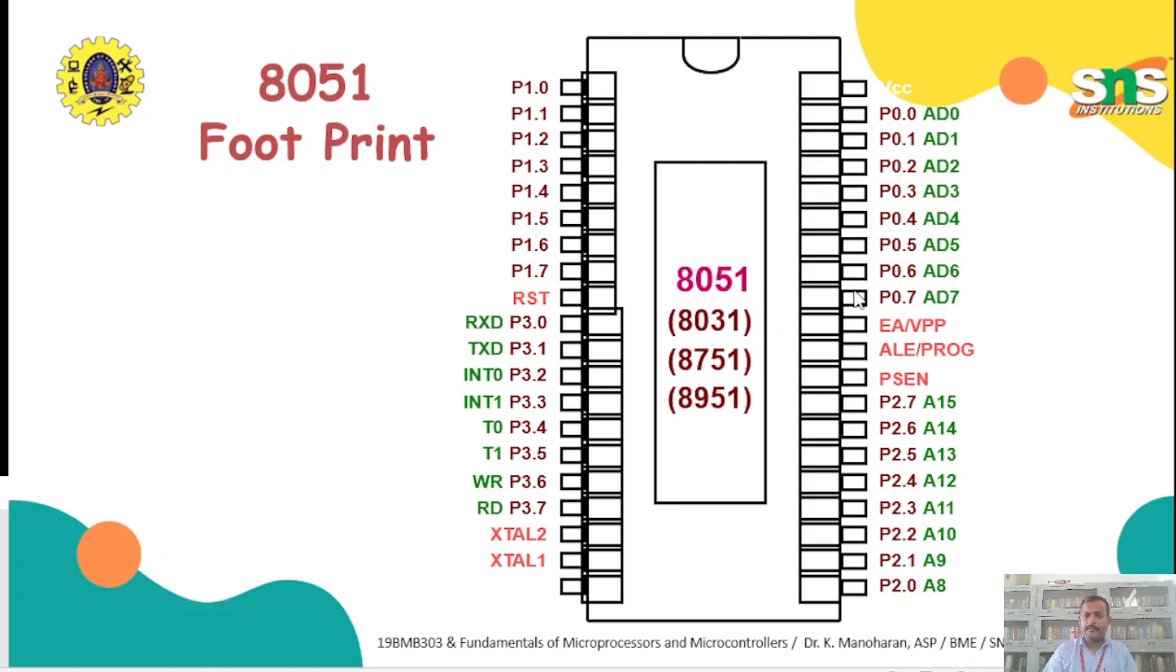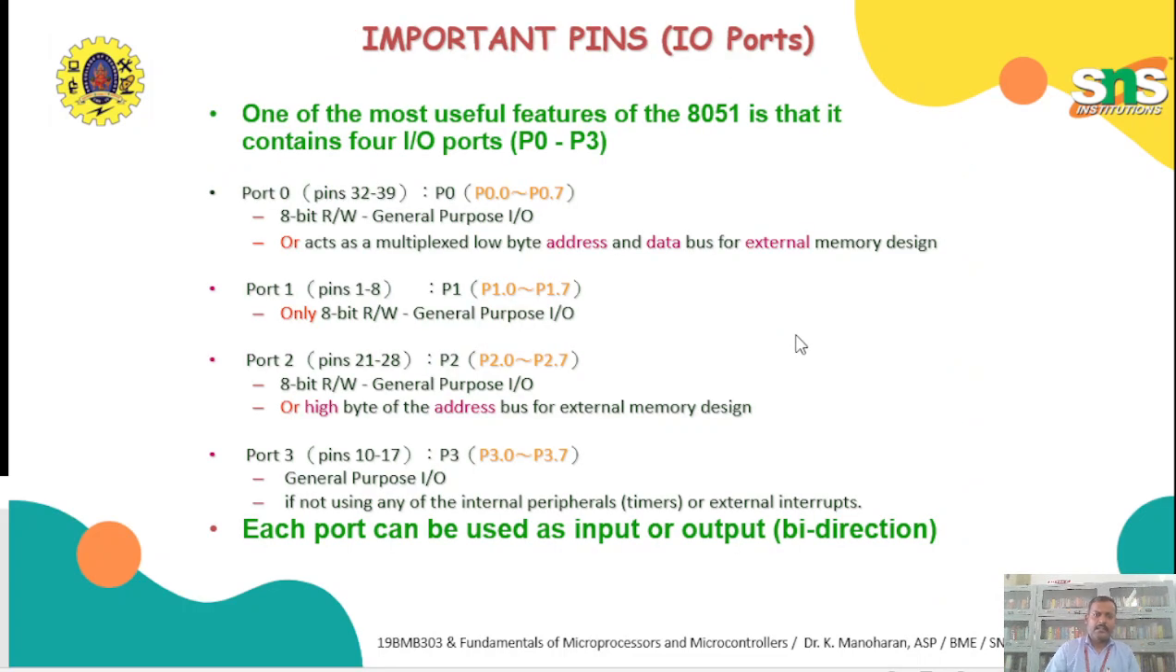Pin number 39 down to 32 will be mapped with port 0.7 line down to port 0.0 line. It is also multiplexed with AD0 to AD7, that is address A0 to A7 and data bus D0 to D7. The same function, this is the schematic with the actual pin numbers. The important pins for the IO ports: port 0, pin numbers 32 to 39, act as port 0.0 to port 0.7. It has 8-bit read write general purpose IOs, or it can act as the lower bit address, and it can also act as a data bus.